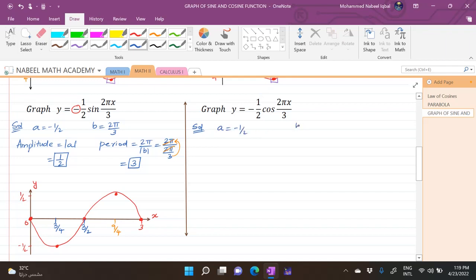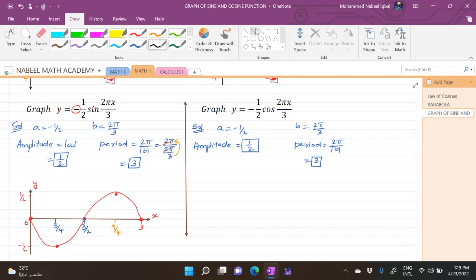What is the graph here? A and B. So I write it one more time. So the amplitude is half, the period is 2 pi over absolute b, which is equal to 3. So this is the period. Now I draw the graph.